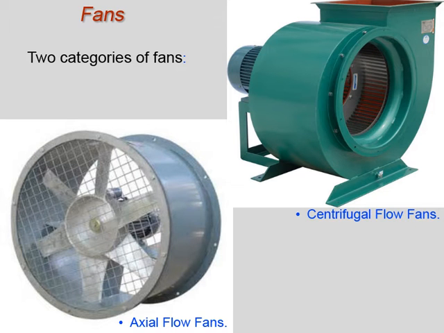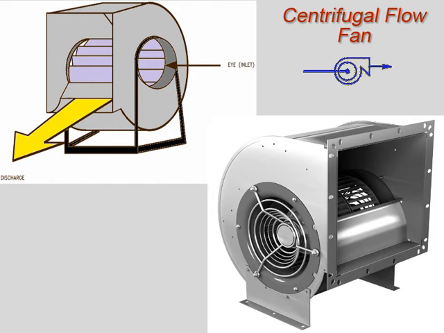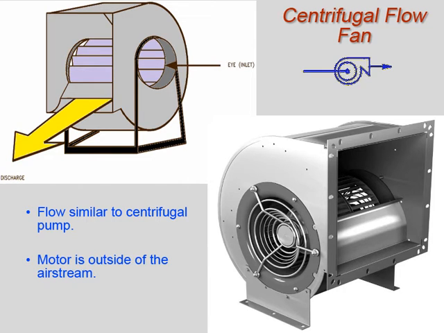The purpose of fans in ventilation systems is to move conditioned air through the system. There are two primary categories of fans used in ventilation systems: centrifugal flow fans and axial flow fans. Fans are typically electric motor driven. Centrifugal fans draw air from the side and exit through the discharge. The flow of air through a centrifugal fan is similar to the flow of fluid through a centrifugal pump. Unlike axial fans, the motors of centrifugal fans are outside of the airstream. This is a symbol for a centrifugal fan.